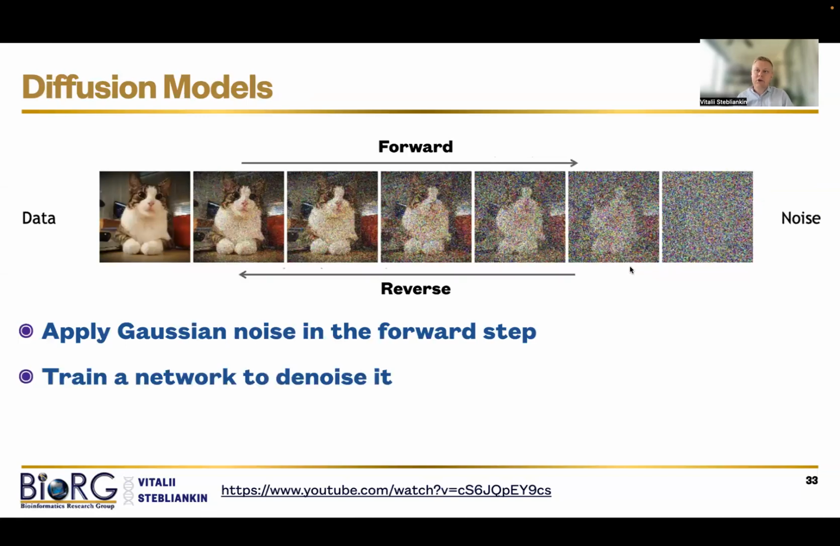And then we train the network to denoise it. So we go in the reverse order. From the noise, we try to guess, okay, what was the image at the previous step. So we denoise it step by step, one by one, until we have the fine-grained image with a very high resolution.